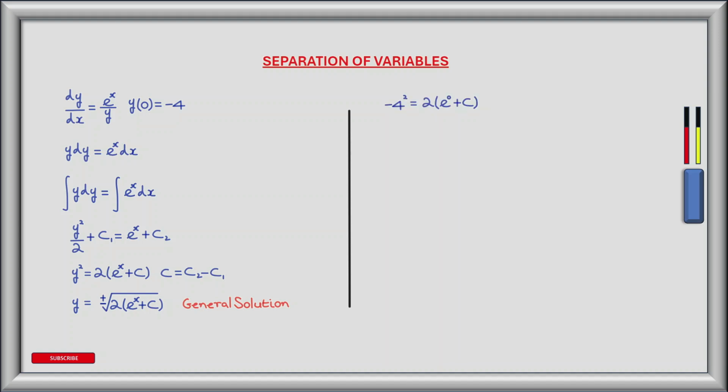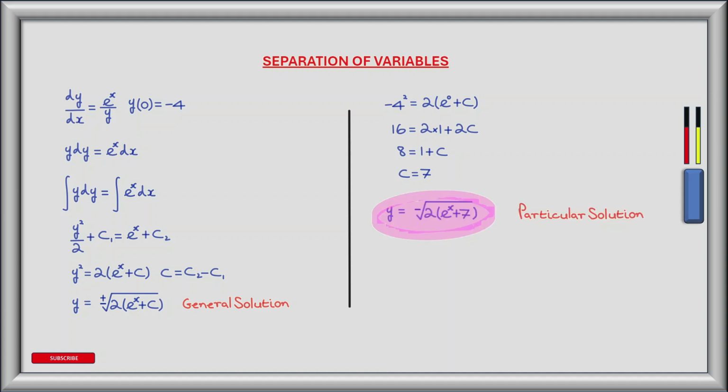To find the particular solution of this differential equation, we can use our initial value of y is equal to minus 4 where x is equal to 0 and plug these values into our general solution. This leaves us with minus 4 squared equals 2 times the bracket of e to the power of 0 plus a constant c. If we now expand this out, we've got minus 4 squared is 16, which is equal to 2 times e to the power of 0, which is 1, plus 2 times the constant c. Dividing both left and right hand side by 2 and subtracting 1 from both sides, we're left with c is equal to a value of 7.